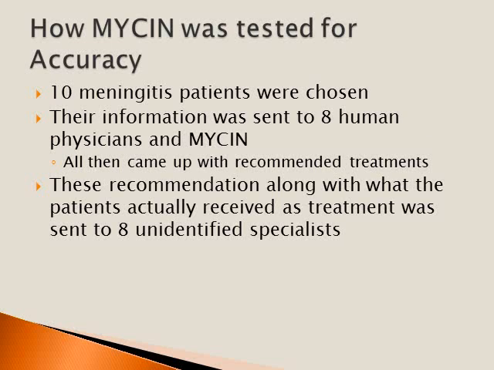How MYCIN was tested for its accuracy before it was put into the medical field is that 10 meningitis patients were chosen at random, and their information was sent to 8 human physicians and also to MYCIN. All of them came up with recommendations as to the treatment of these patients, and these recommendations, along with what the patients actually received as treatment, were sent to 8 other unidentified specialists.